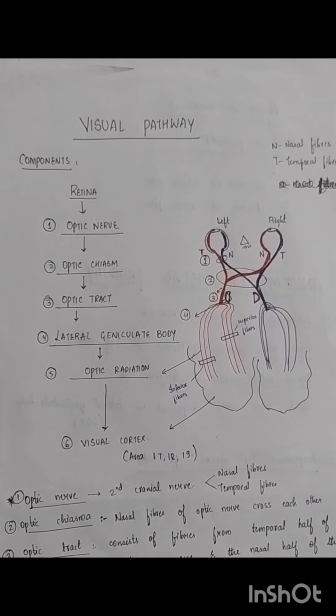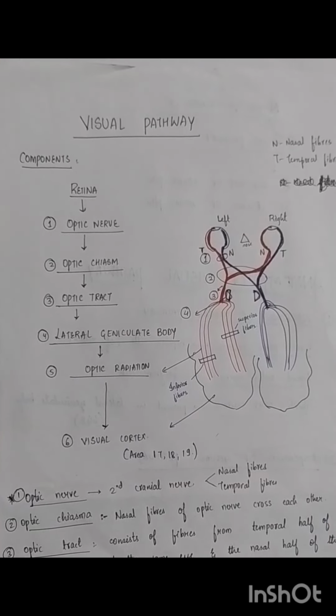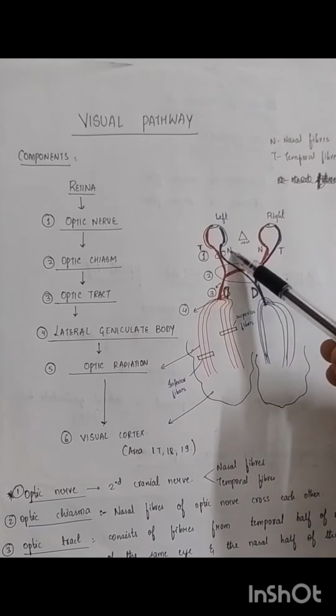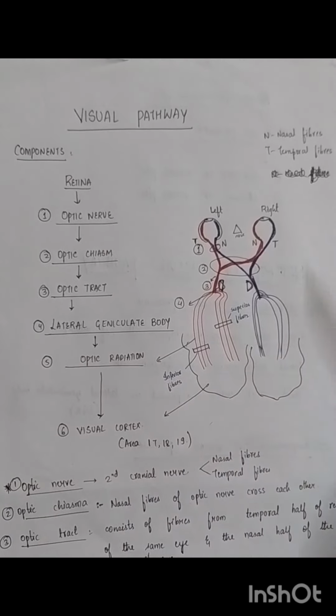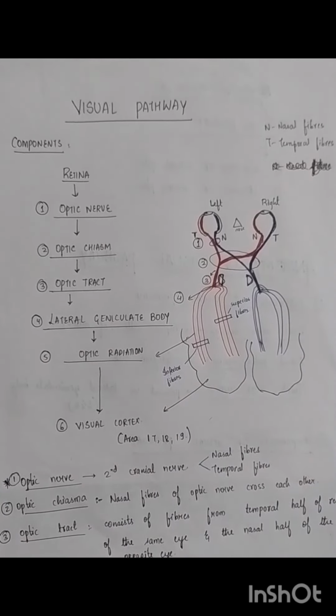In the next video we will see the lesions of the visual pathway: if there are lesions at a certain level, what will be the features of those lesions.